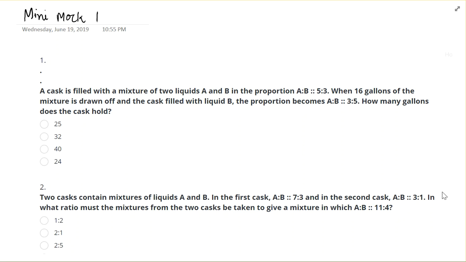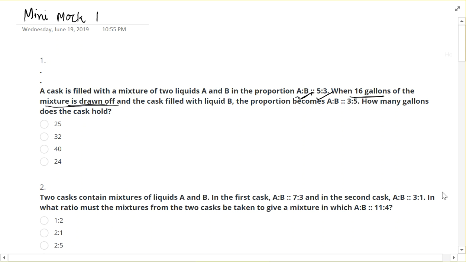So all 10 questions we'll do one by one. And the first question is, read this question carefully at first. A cask is filled with a mixture of two liquids A and B in the proportion A is to B is equal to 5 is to 3. When 16 gallons of the mixture is drawn off.